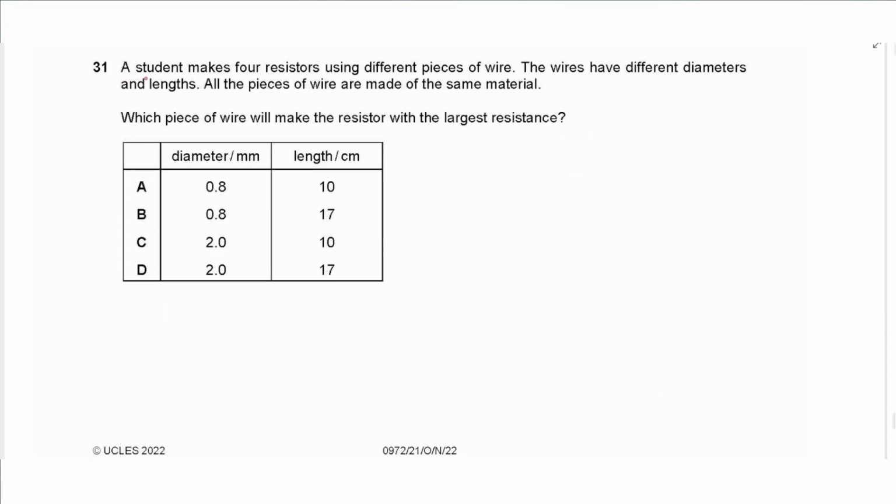Question 31 says a student makes 4 resistors using different pieces of wire. The wires have different diameters and lengths. All pieces of wire are made from the same material.